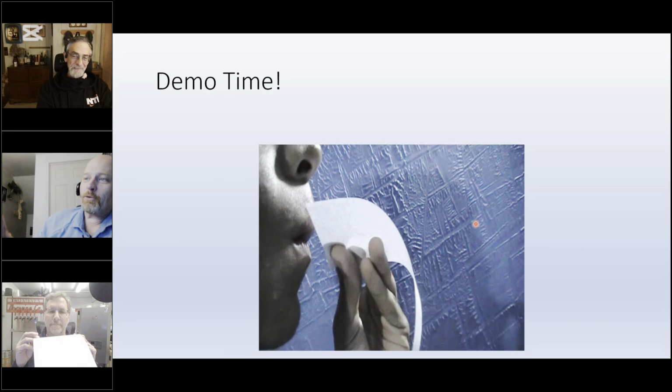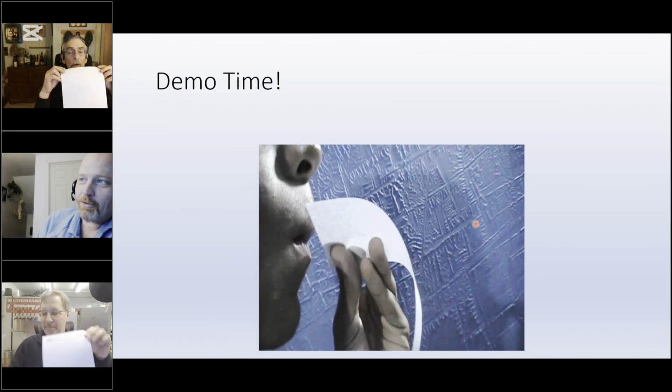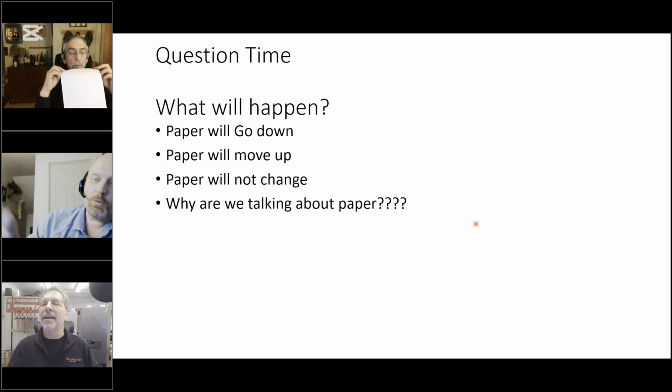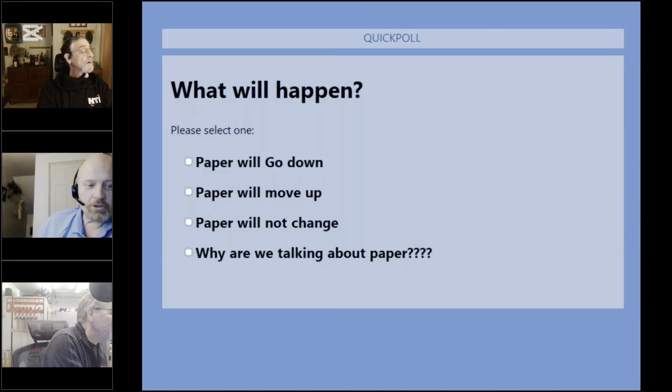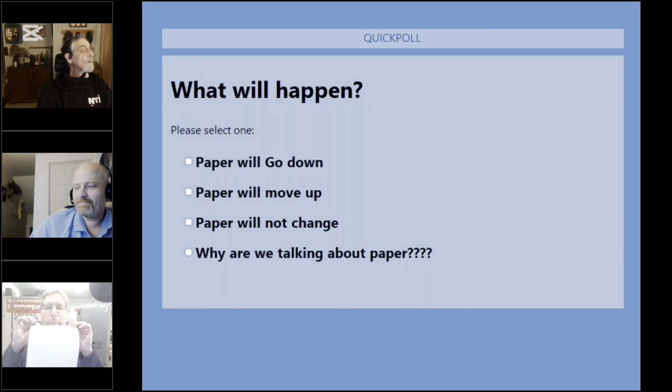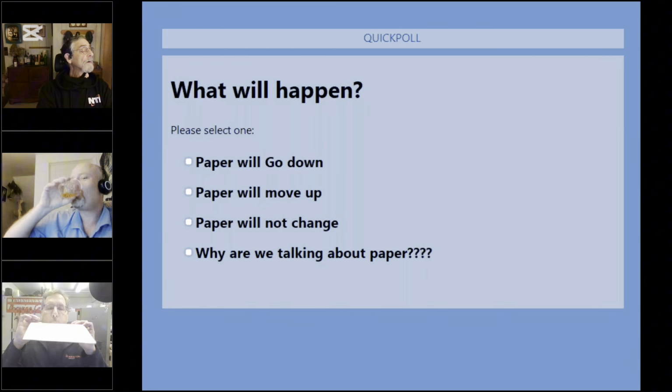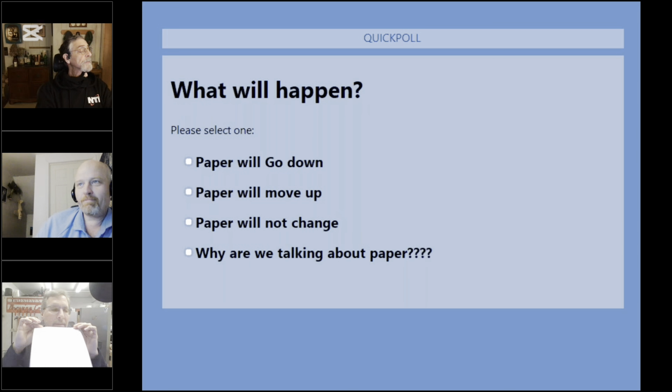But anyhow, what I want everyone to do is hold a piece of paper up to your mouth like this. So watch Steve if you can see him, and just blow firmly across the top of the page. And before you do, I want everyone to answer the demo question. What's going to happen? Is our paper going to go down? Is it going to go up? Is the paper not going to do anything? Or are you wondering why the heck we're talking about paper in the first place? So poll's open. Don't cheat. As soon as you answer the poll, you can do the demo. Two-thirds are thinking it's going to move up.